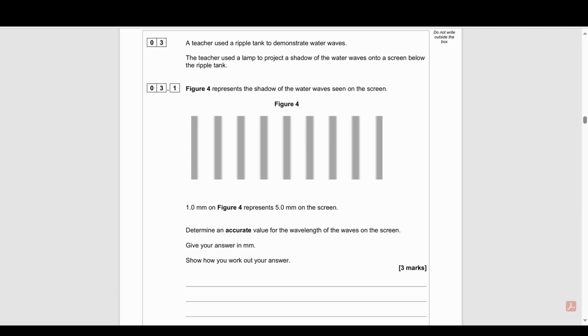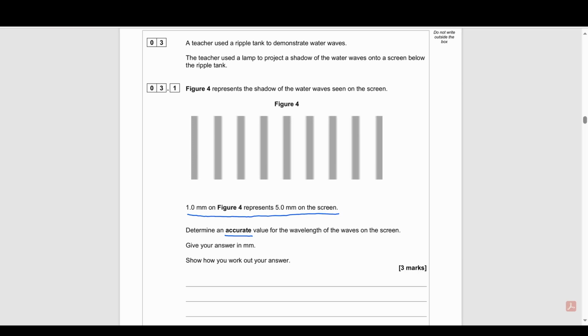Question 3. A teacher used a ripple tank to demonstrate water waves. The teacher used a lamp to project the shadow of the water waves onto a screen below the ripple tank. 3.1. Figure 4 represents the shadow of the water wave seen on the screen. 1 millimeter on figure 4 represents 5 millimeters on the screen. Determine an accurate value for the wavelength of the waves on the screen. Give your answer in millimeters. Show how you work out your answer.